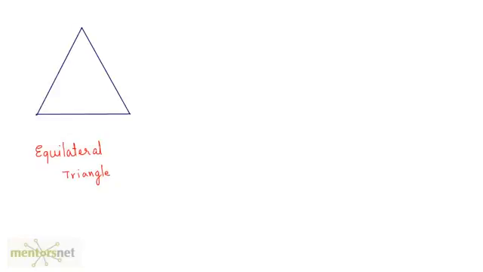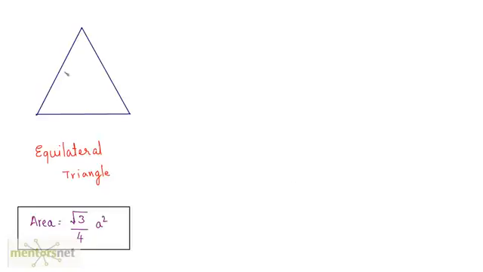Before we go ahead and solve questions related to equilateral triangles, let us look at the formula for calculating the area of the equilateral triangle. Now, the formula for calculating the area of an equilateral triangle is root 3 by 4 times the side square. Now, let us derive this formula in order to understand the concept much better.